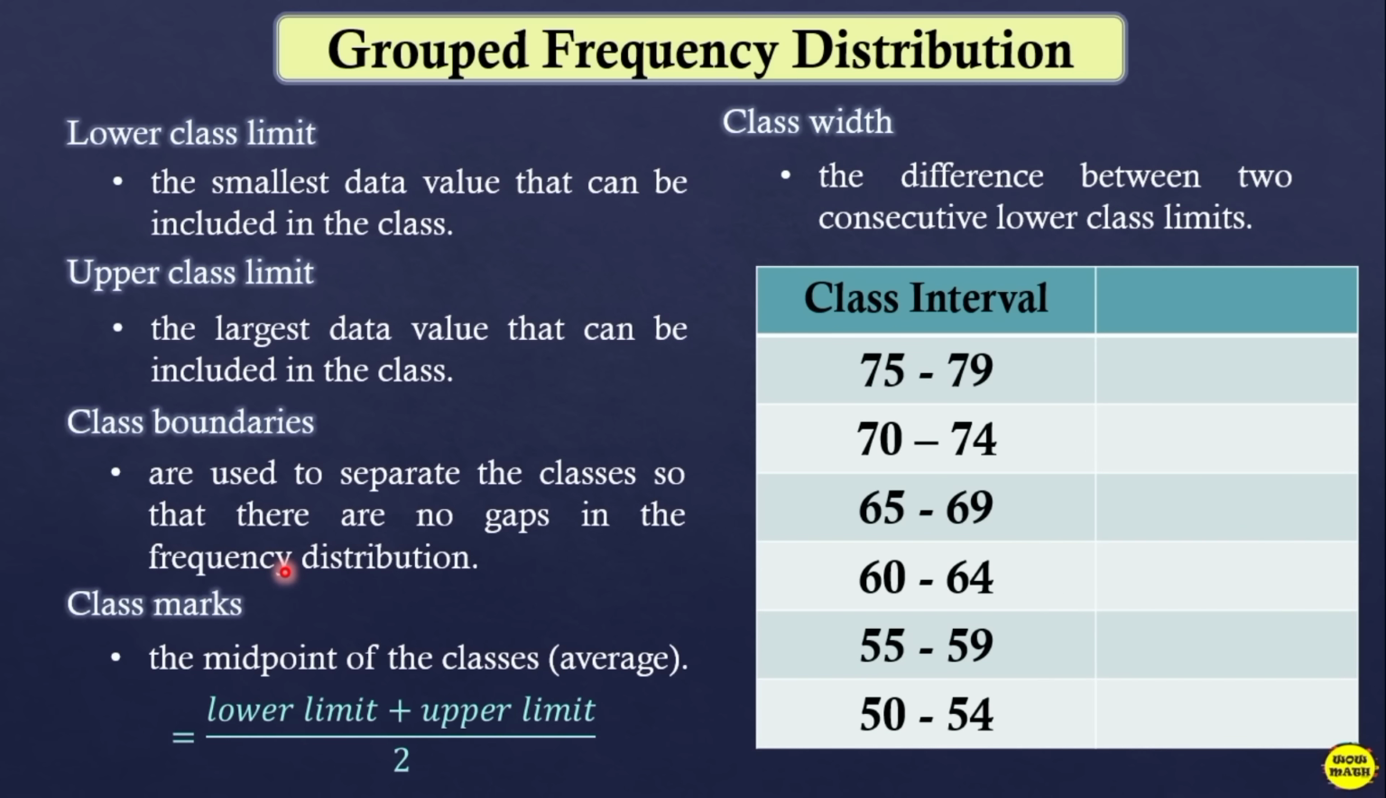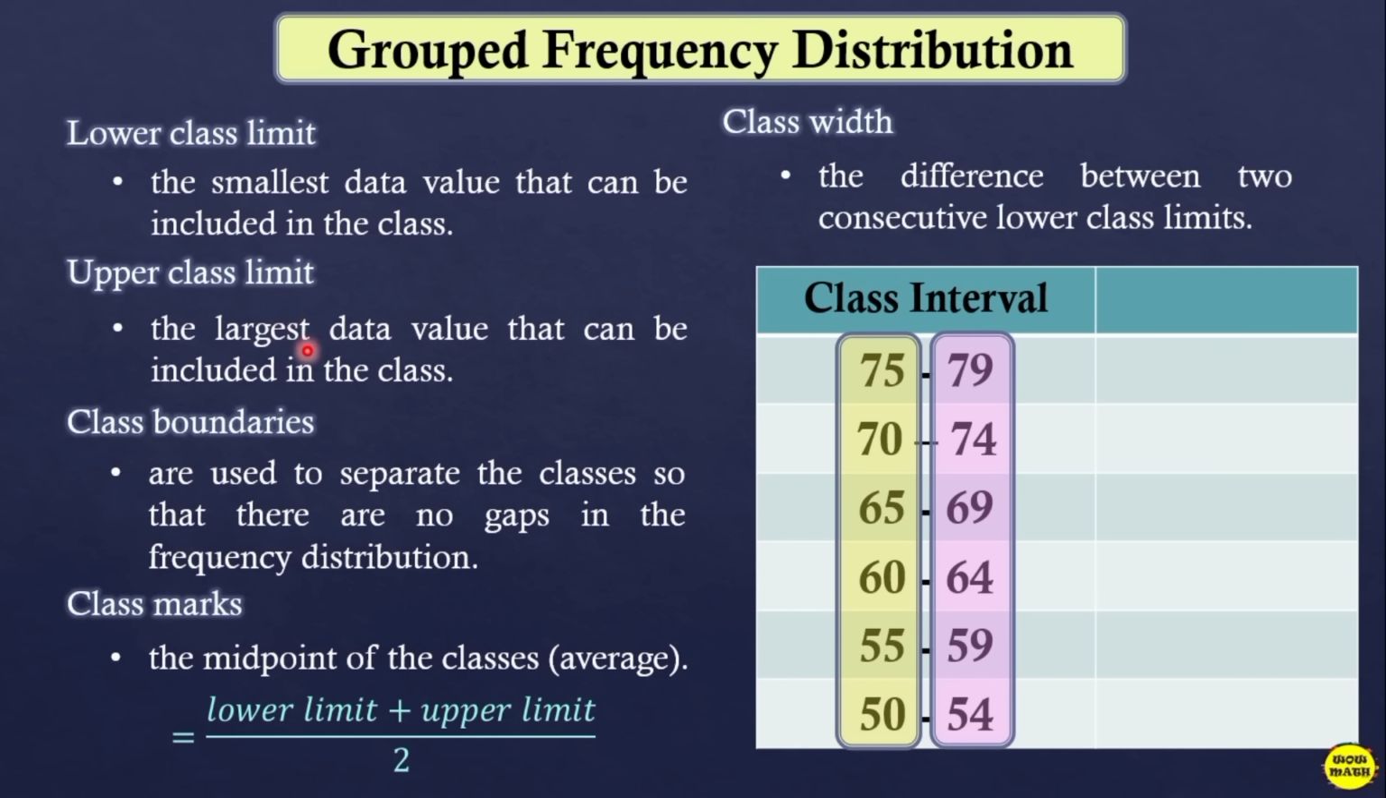So I have here, ito po yung tinatawag nating lower class limit. So lahat nung mababa, yung smallest data dun sa set ng bawat class mo. So dito sa class na to, this is your lower class limit. Dito naman 55, dito 60, dito 65, 70, and 75. Pag sinabi naman nating upper class limit, ito naman po yon. Siya yung largest data na included, na kasama dun sa class mo. Okay, so that is 54, 59, dito ay 64, dito ay 69, 74, and 79.